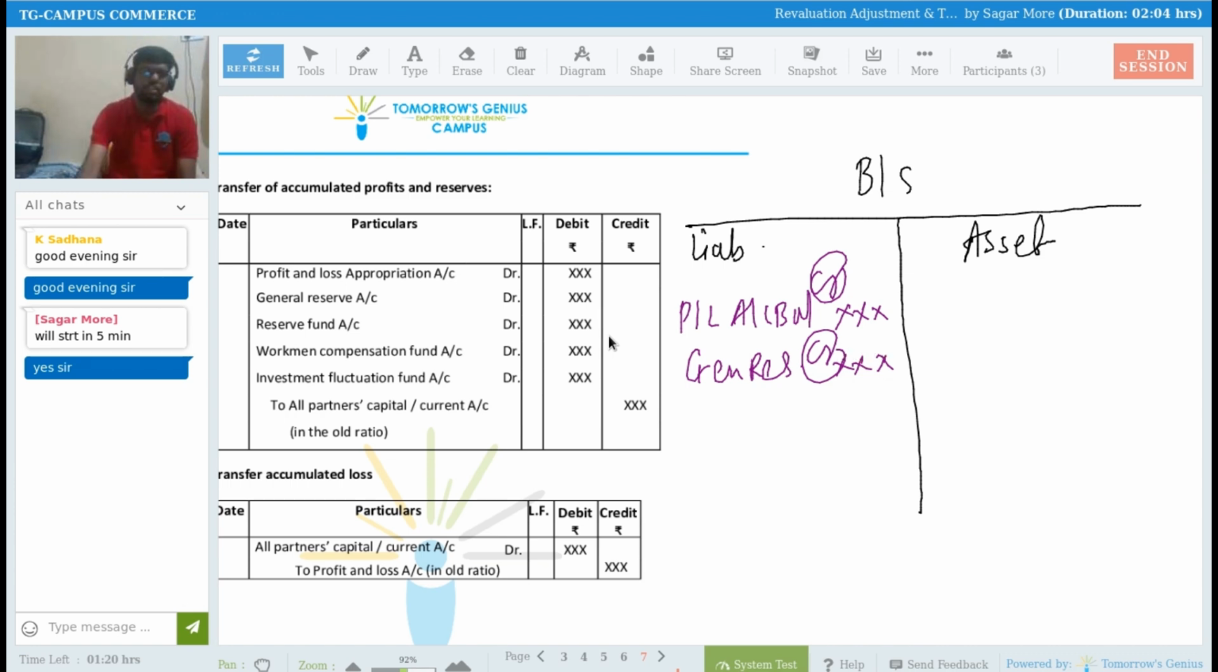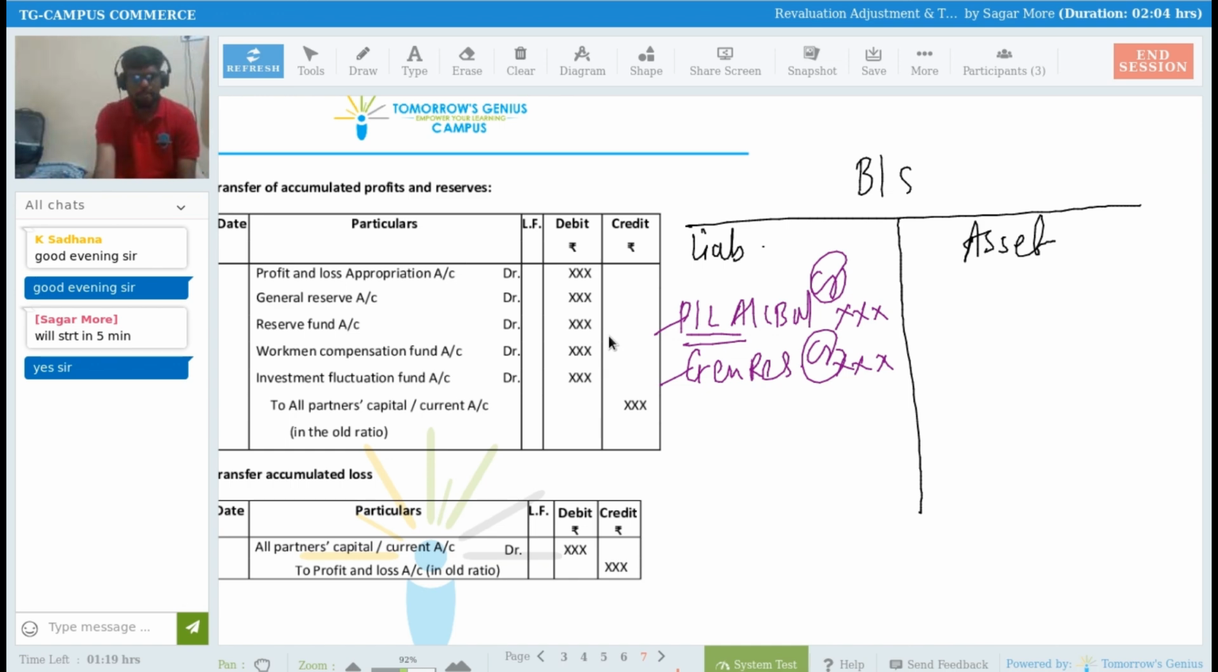I will be debiting the respective profit and loss account. If I am transferring the profit and loss account balance, I will debit the profit and loss account and the general reserve account, and credit all partners' capital or current accounts in their old profit sharing ratio. Simple. So a profit we always record on the credit side of the partners' capital or current account.